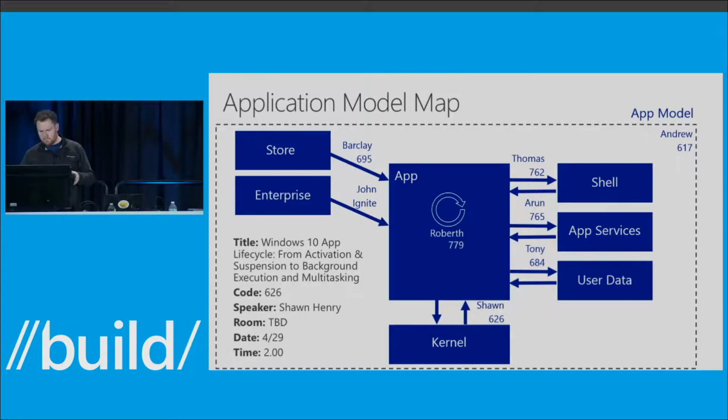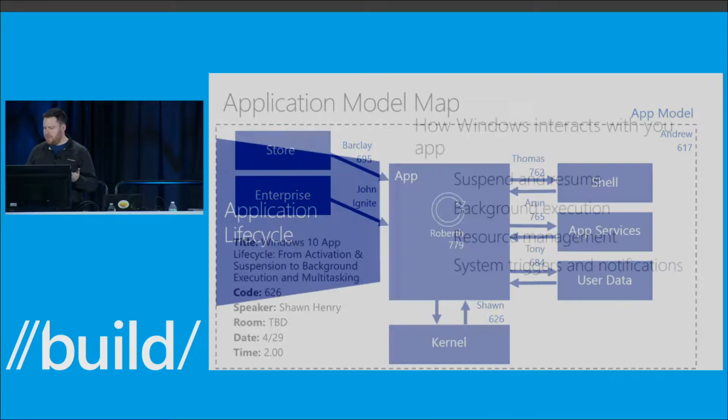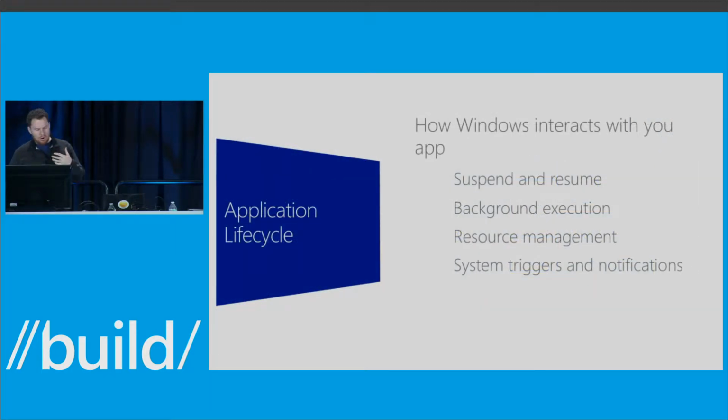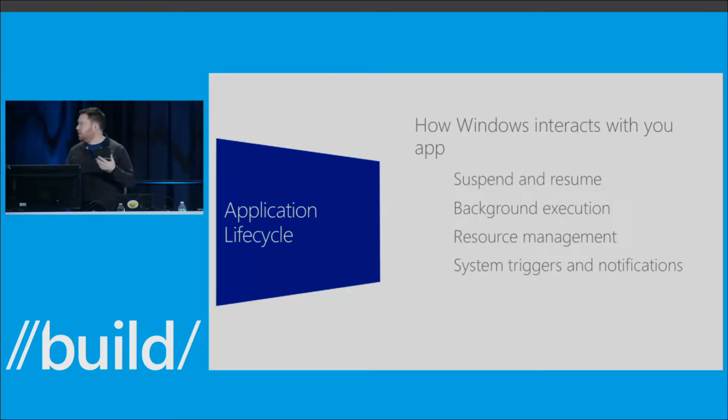But we're here in the session at the bottom, which is the kernel, how Windows really talks to your app and how it interacts with your app and how it sends you messages. And what do we mean by that? Well, by the events and the messages we send to your app, we mean things like suspension and resume of your events, how and when your application can execute in the background, how we give it access to resources like memory and CPU so that it can most efficiently use the battery on battery-powered devices. And then, of course, system triggers like timer events and events that happen within the system, like push notifications and how those get triggered into your app in the background.